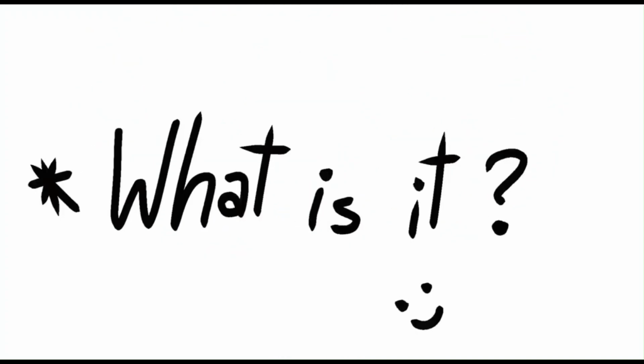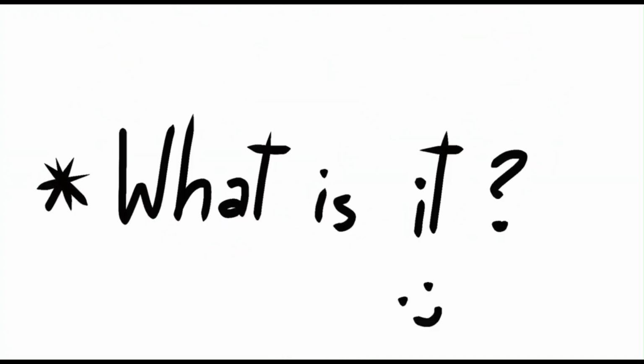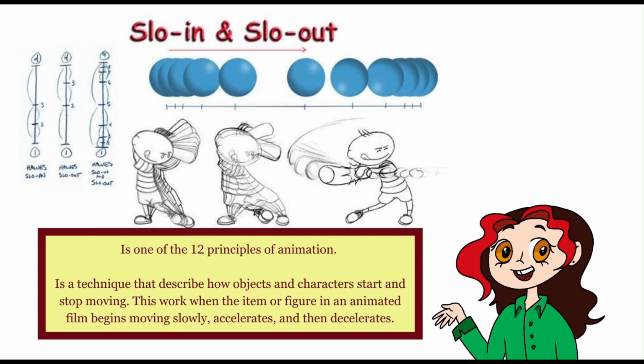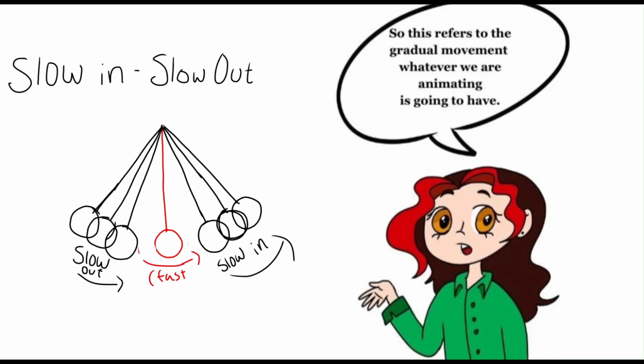So what is it? Well, slow in and slow out is one of the 12 principles of animation. It's a technique that describes how objects and characters start and stop moving. This works when the item or figure in an animated film begins moving slowly, accelerates, and then decelerates. So this refers to the gradual movement whatever we are animating is going to have.